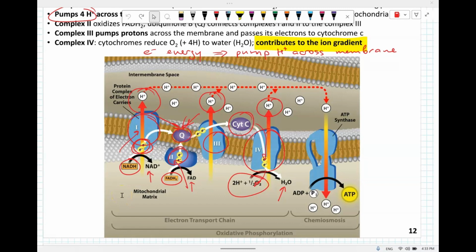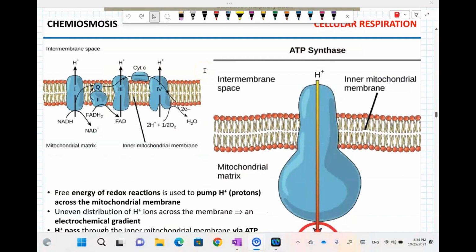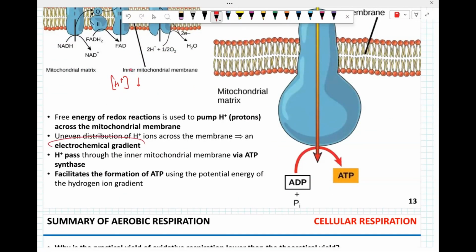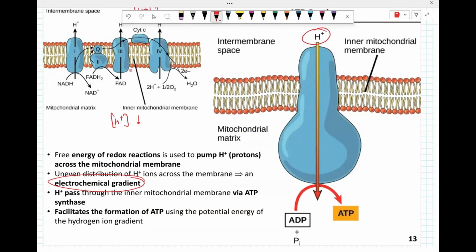Now that we have discussed the functions of all 4 complexes of the electron transport chain, it's time to ask ourselves a question: what is the purpose of all of this? What is the purpose of pumping hydrogens across the membrane? Well, it turns out that when we pump hydrogens across the membrane, we create what's called an electrochemical gradient. There is an increased concentration of hydrogens in the intermembrane space and a reduced hydrogen concentration within the mitochondrial matrix.